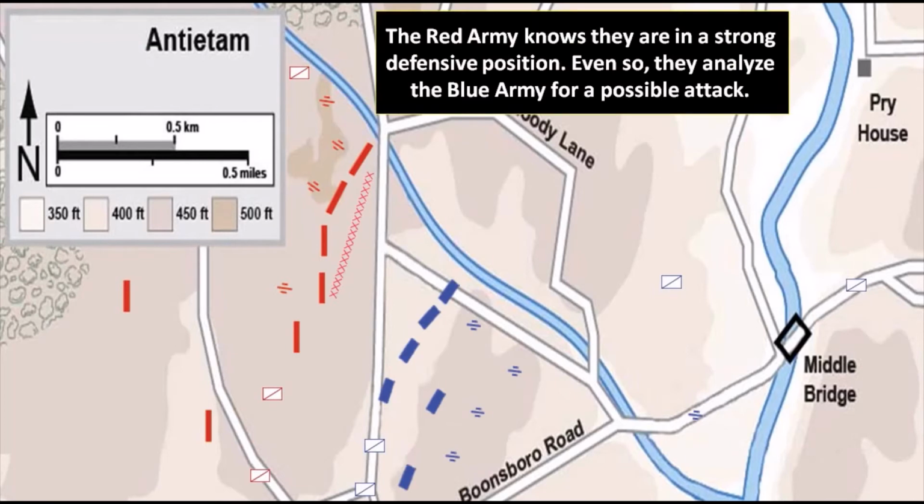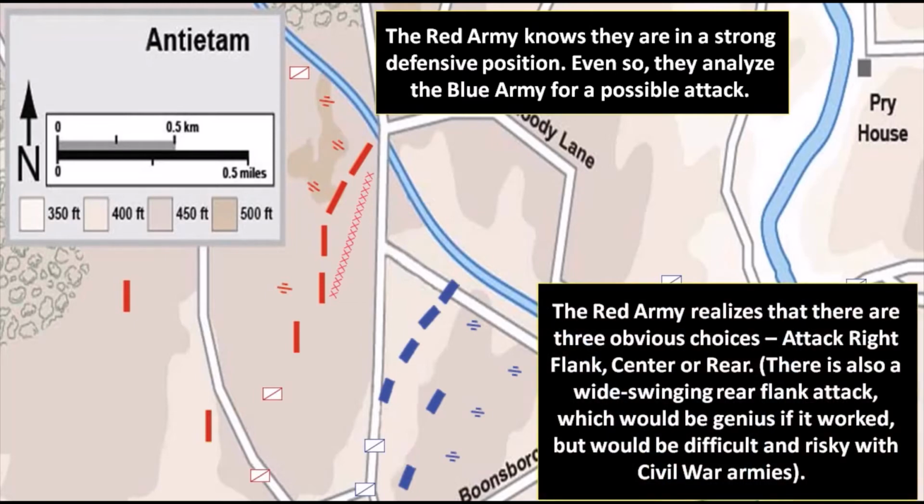The Red Army knows that they are in a strong defensive position. Even so, they analyze the Blue Army for a possible attack. The Red Army realizes that there are three obvious choices: attack the right flank, center, or rear. There is also a wide-swinging rear flank attack, which would be genius if it worked, but would be difficult and risky with Civil War armies.